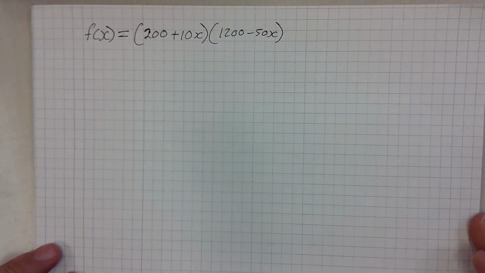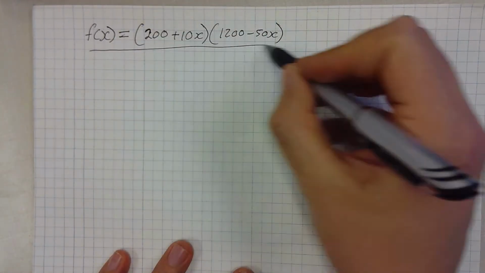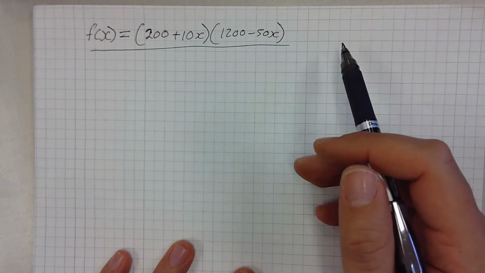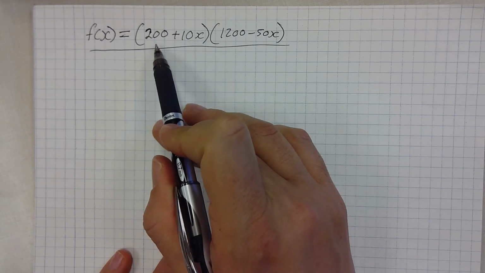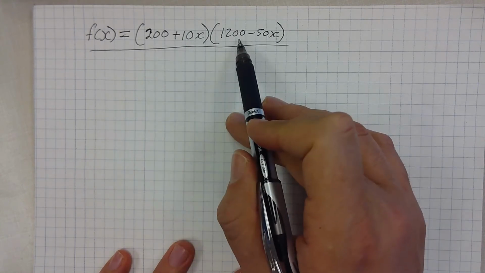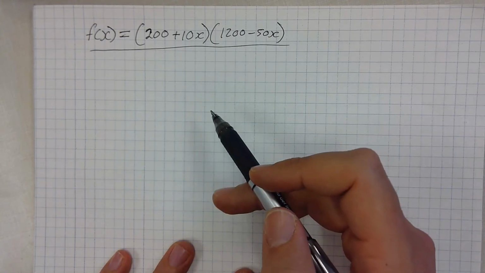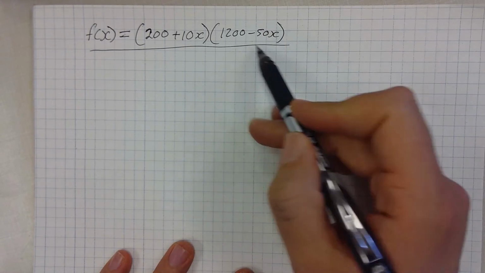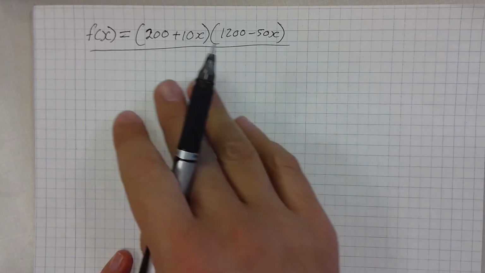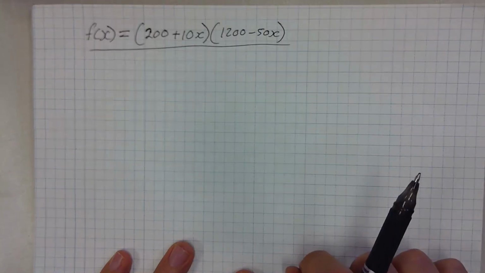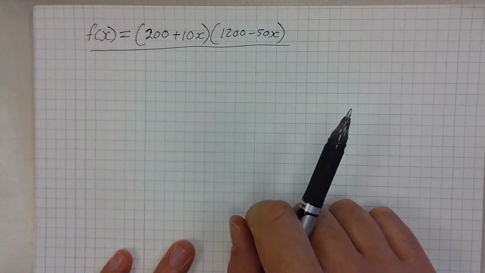Okay, in this video we're going to look at how we can find the maximum profit for a function like this. This comes from a question we were doing in class where we had 200 people renting an apartment building and they're paying $1,200 a month. Every time you decrease the price by $50, you increase the number of people by 10. We're going to skip past making the function here. We just want to figure out how we can find the maximum profit for this function.